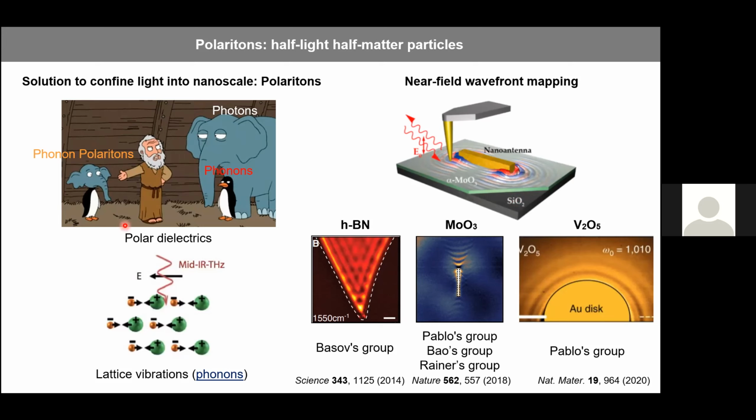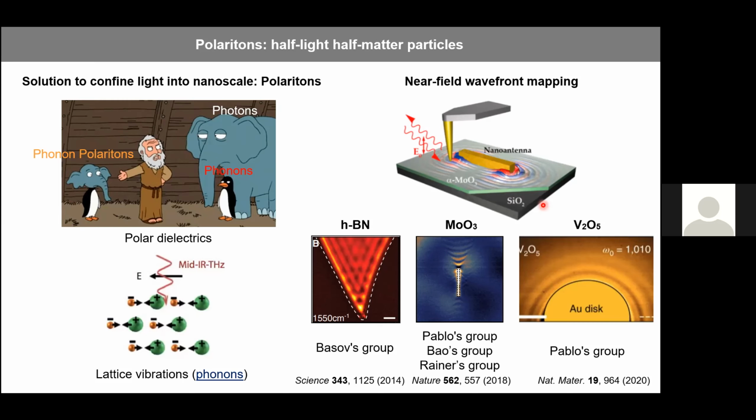I borrowed this image from Andrew's poster because I like it a lot. We can couple the photon to the phonon, and then we have strong coupling and this half light, half matter quasi-particle. We call it a phonon polariton. So this is one specific type of polariton. We illuminate a polar dielectric, and we have strong coupling between light and the lattice vibration. If we want to observe or study these polaritons, we need to use a well-known technique.